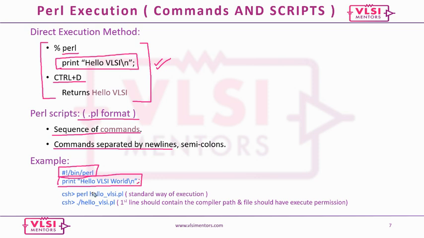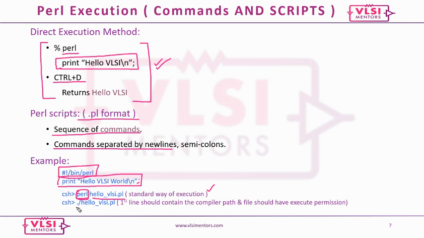Then you can run this script using perl, that is a keyword, and then hello vlsi.pl. Assume this is the file. It just goes and executes, and it prints hello vlsi world. The second method is without even giving this Perl keyword. You can still run it, but you need to have this first line.